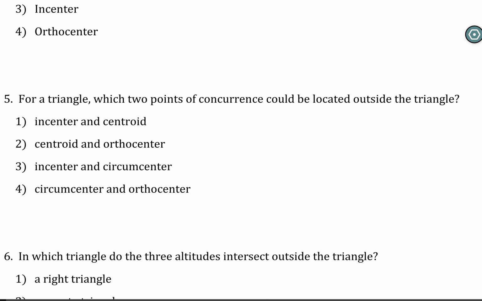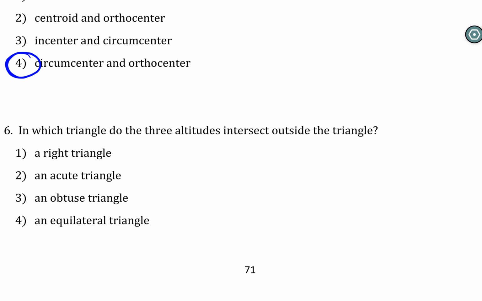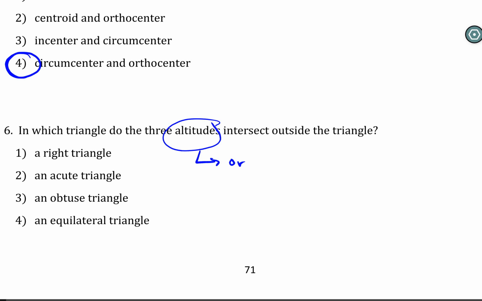Number 5 says the points of concurrency are outside of the triangle. So the points of concurrency can be outside the triangle only in the circumcenter and the orthocenter. Just a rule we memorized. In which triangle do the 3 altitudes intersect outside of the triangle? Altitudes, that's talking about orthocenter. And that only happens outside of the triangle in an obtuse triangle.